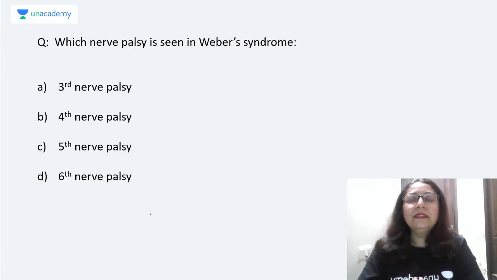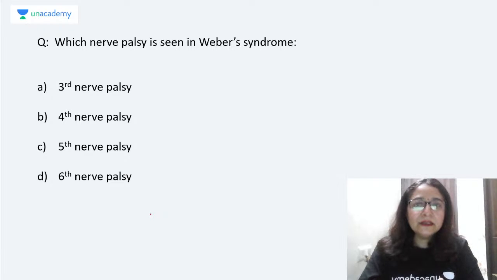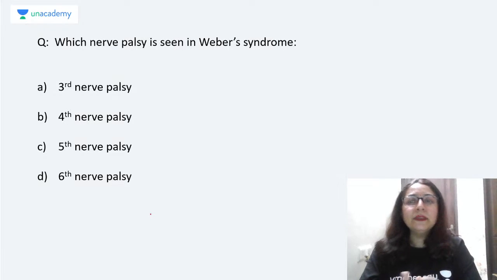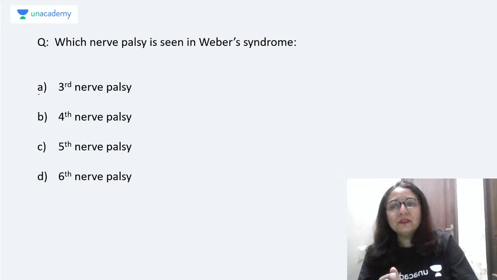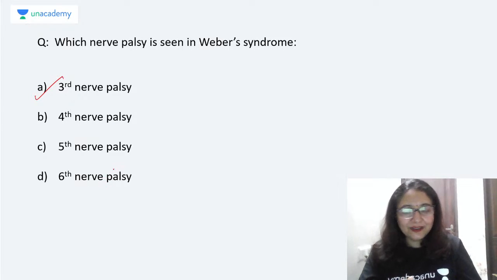Then, which nerve palsy is seen in Weber's syndrome? In Weber's, we know it is the third nerve which is involved along with contralateral hemiplegia. Ipsilateral third nerve palsy with contralateral hemiplegia. So the right answer to this question is choice A, that is your third nerve.